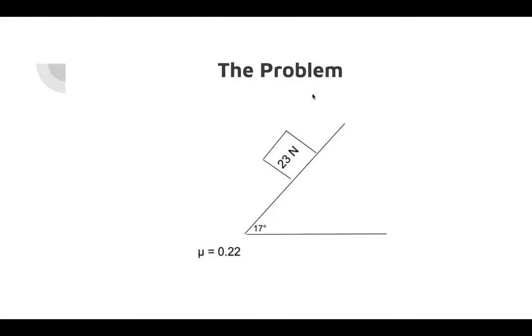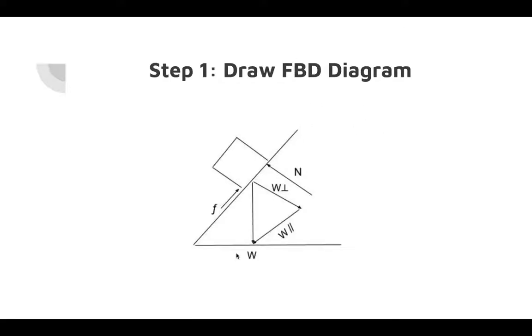So the problem is an object with a weight of 23 newtons on an inclined plane of 17 degrees with the coefficient of friction of 0.22. So step one is to draw the free body diagram.